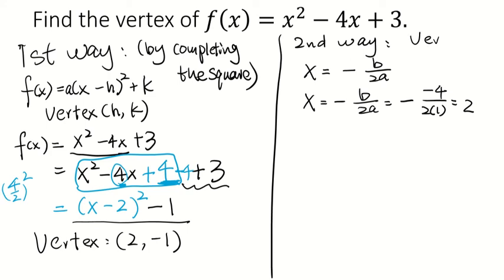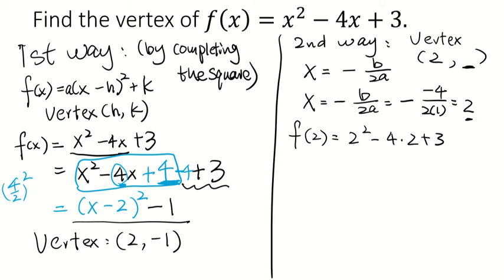So 2 is the x coordinate of the vertex. So let me write the vertex here. And the x coordinate of it is 2. So how do we find the y coordinate of the vertex? We will plug in this 2 right back into the original equation. So we'll have f of 2. That will give you 2 squared minus 4 times 2 plus 3, which is 4 minus 8 plus 3, which is negative 4 plus 3, negative 1.